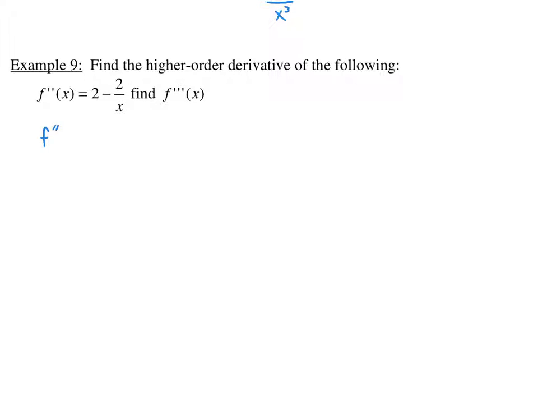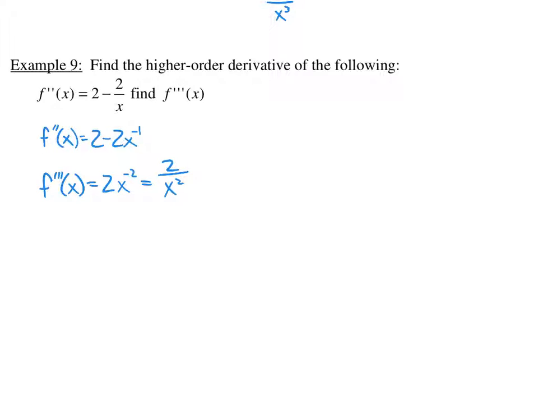So, f double prime, I'm going to rewrite as 2 minus 2x to the negative 1. So, what is the third derivative then? Derivative of 2 is 0. The derivative of negative 2x to the negative 1: negative 1 times negative 2 is positive 2, x to the negative 2. So that is 2 over x squared. Okay?